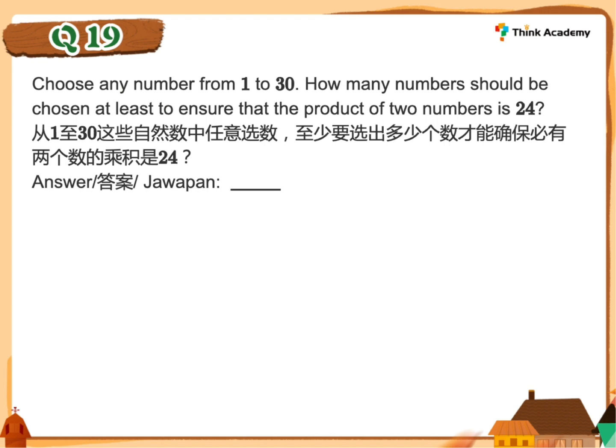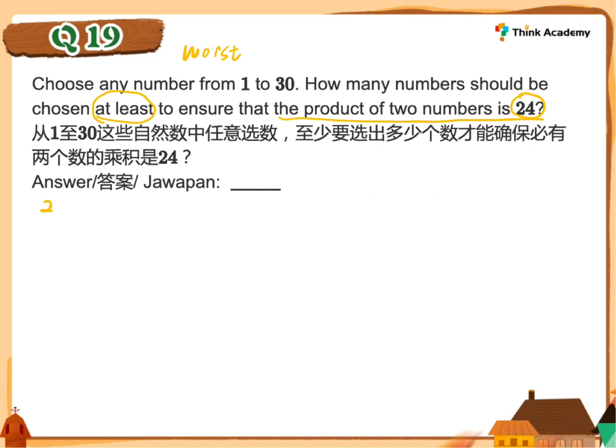This question is about the worst scenario. In Chinese, 最不利原则. Yeah, so when you do this question, you need to assume yourself is the unlucky guy. Yeah, the most unlucky guy in this world. Okay, so the product of two numbers is 24. Okay, you need to figure out how many factors of 24.